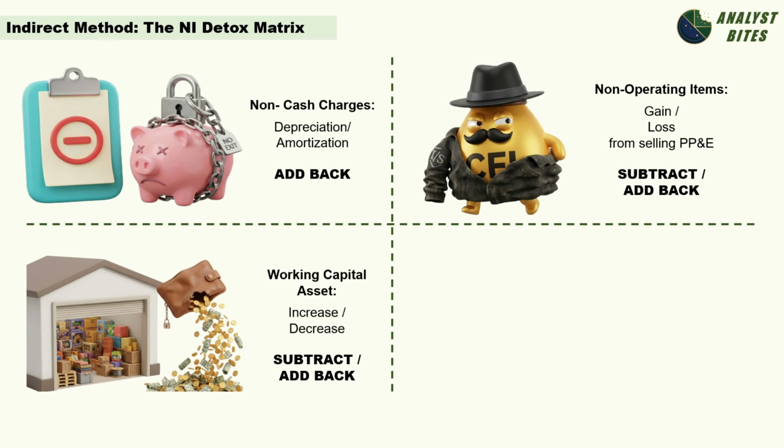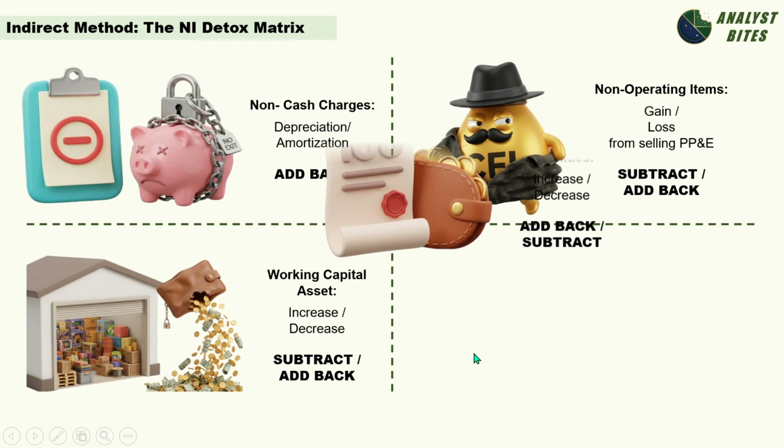You must deduct it. Conversely, if inventory decreases, you are selling old stock without spending new cash, so we add it back. The golden rule for working capital assets: increase means subtract, decrease means add it back.